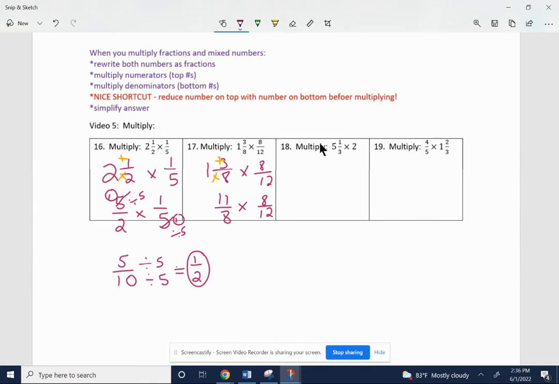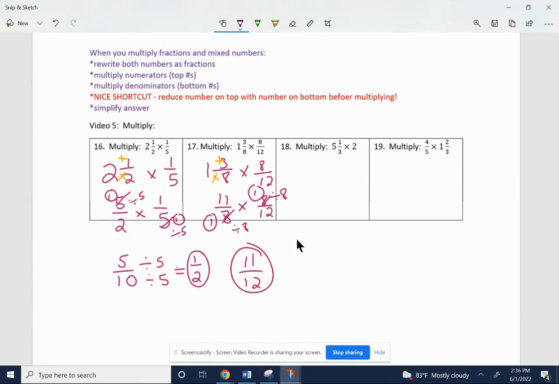It's kind of like you are reducing early. I'm dividing the top and the bottom by 8 right away. Okay, 8 divided by 8 is 1, and this 8 divided by 8 is 1. Okay, now let's multiply the tops and the bottoms. 11 times 1 on the top is 11, and 1 times 12 on the bottom is 12.